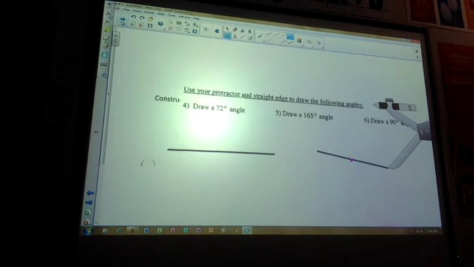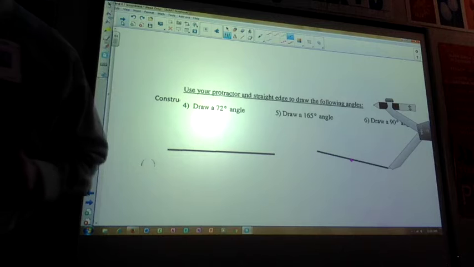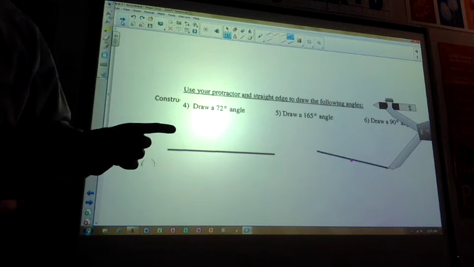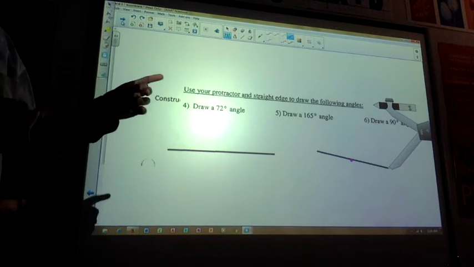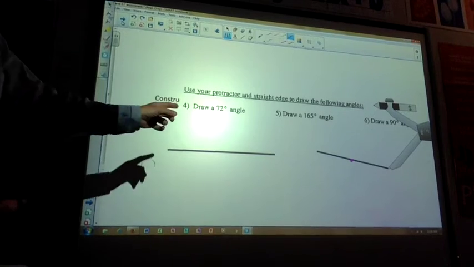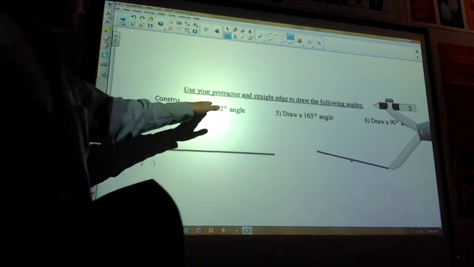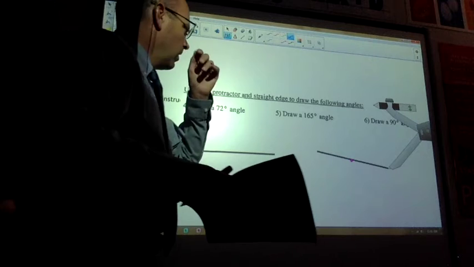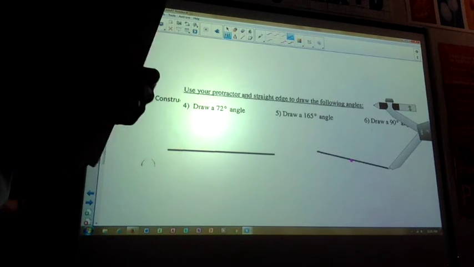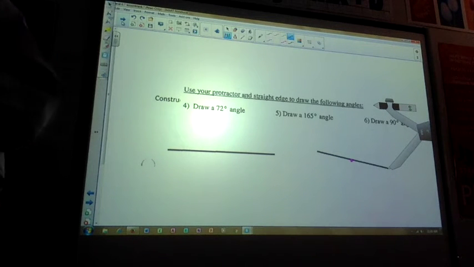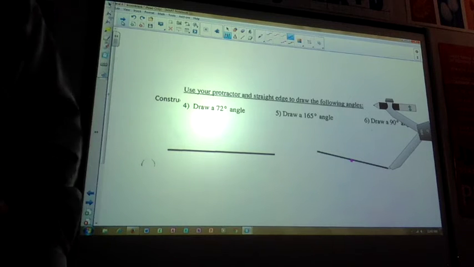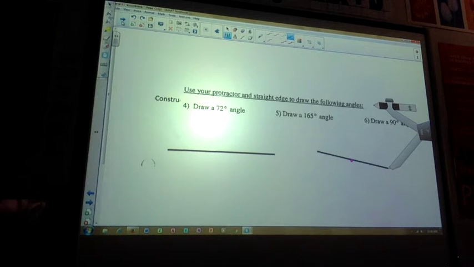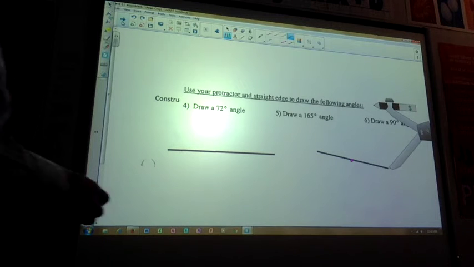All right. Oh, wait. Where did that come from? 4, 5. Is that on our sheet? No. I don't know what this is. I don't know why that's there. Oh, is it? Oh, okay. So, I wonder if I can get rid of that.